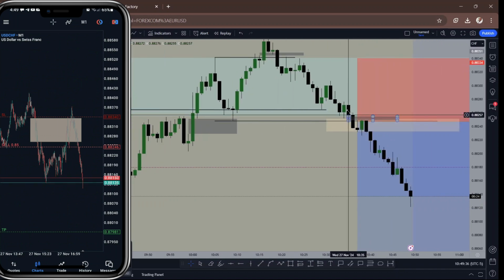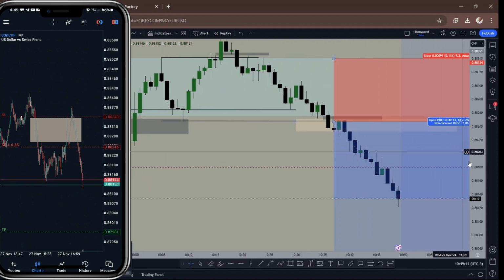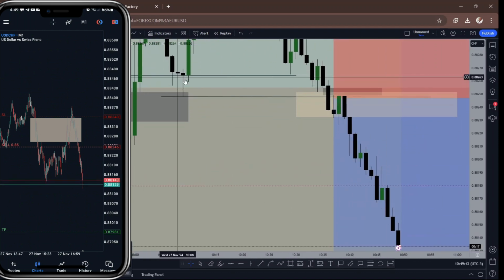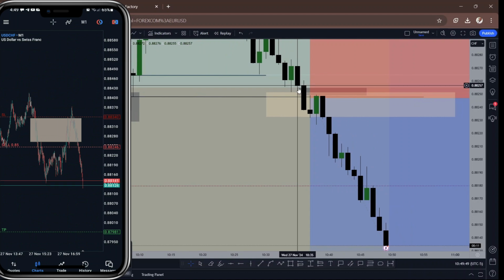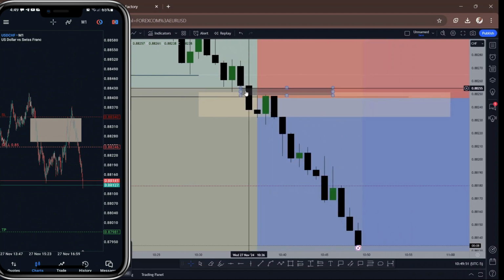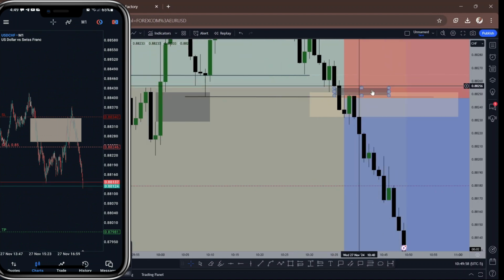So after I broke the structure, broke that 1-minute fair value gap, and broke that 15-minute fair value gap, you can see the break here. It now created a new 1-minute fair value gap there. So when you get into that 1-minute fair value gap, that's where I took my entry.